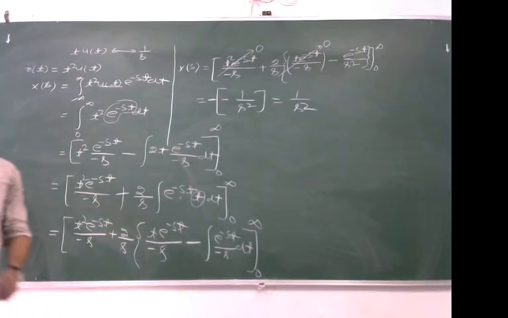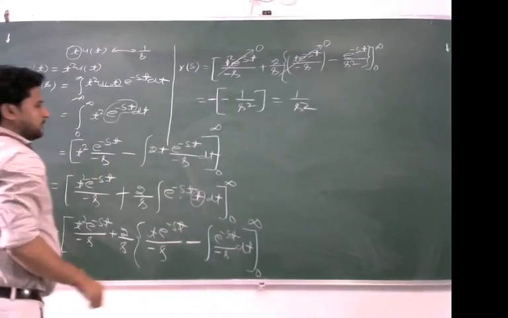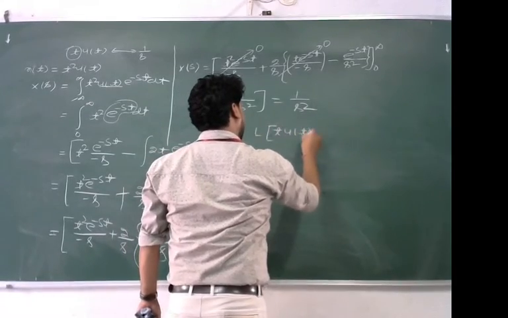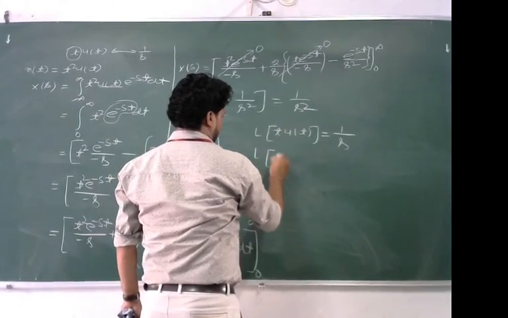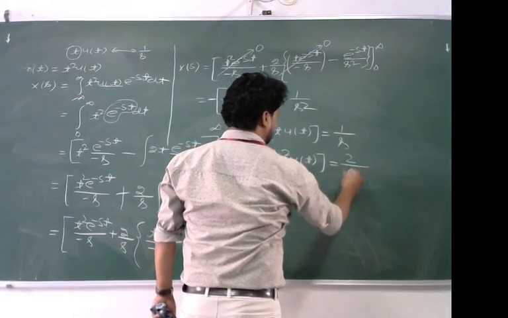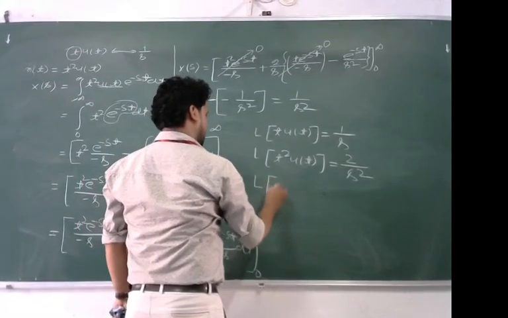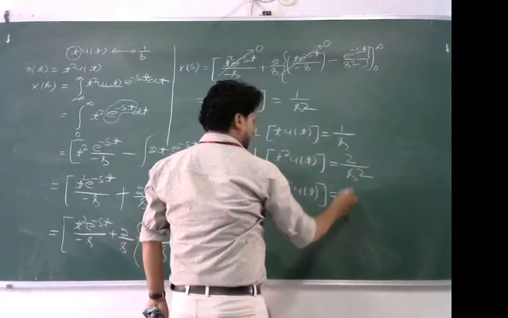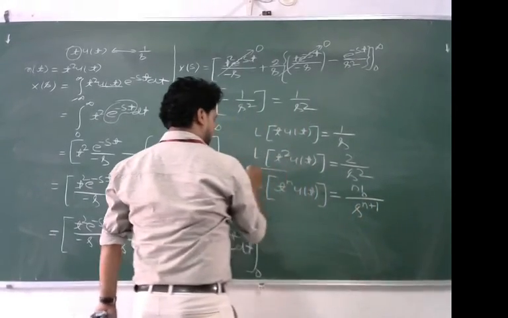It means that the Laplace transform of t u(t) is equal to 1 upon s. Laplace transform of t square u(t) is equal to 2 by s square. Then we can generalize this relation as Laplace transform of t power n u(t) will be equal to factorial n upon s power n plus 1. Important relation.